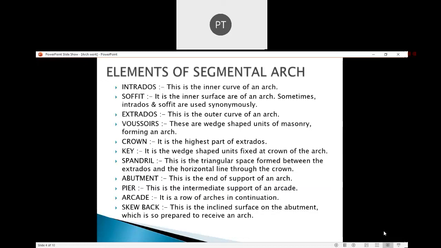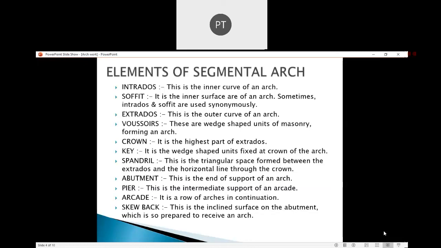Okay, so the following are the elements of a segmental arch. Number 1, intrados. It is the interior curve of an arch. Number 2, soffit. It is the same as intrados. Sometimes intrados and soffit are used synonymously. Number 3, extrados. It is the exterior curve of an arch. Number 4, voussoir. It is a wedge-shaped or tapered stone used to construct an arch. Number 5, crown. It is the highest part of the extrados.